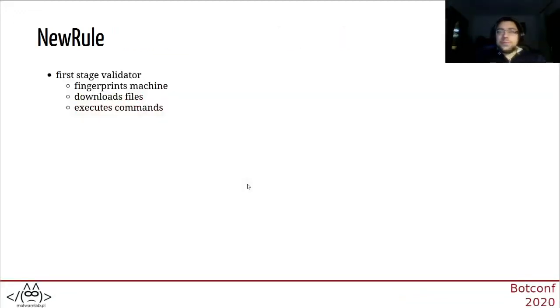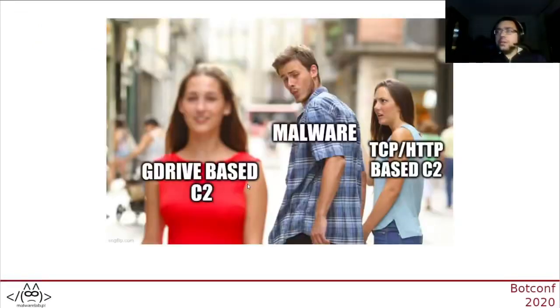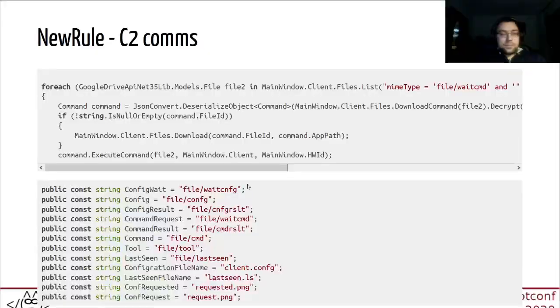The malware was pretty simple. It's a first stage validator again. Fingerprints the machine, downloads files and executes commands, like every validator. But it has a little bit more to it. It has a very nice C2 channel, created in a way I actually didn't think about. It's the first time I saw something like that. So let's go into that.